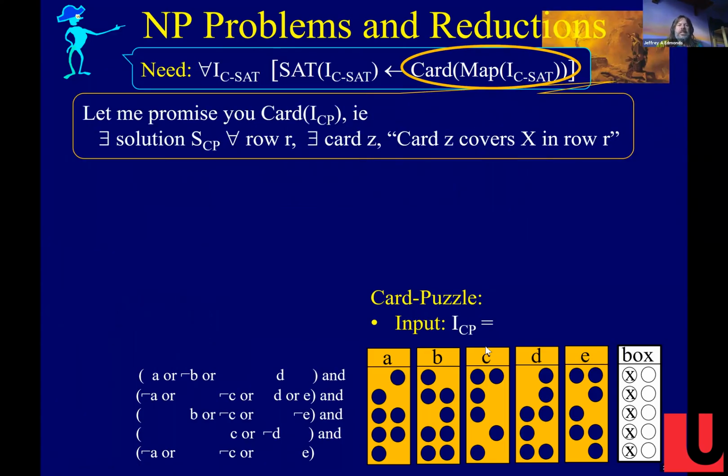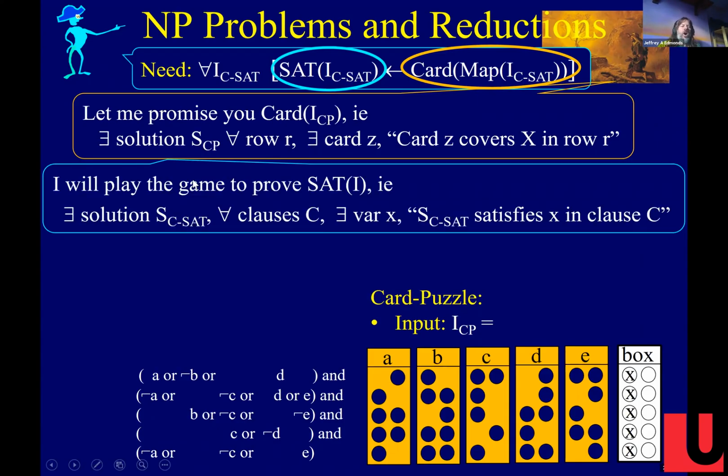Okay, great. Now we're assuming the left-hand side, right? So the oracle up here is promising us that the cards are satisfiable. And what does it mean for the cards to be satisfiable? It means there exists a way of flipping the cards such that for every row, there is a card that covers that X, right? That's what it means. And that's what she's promising us.